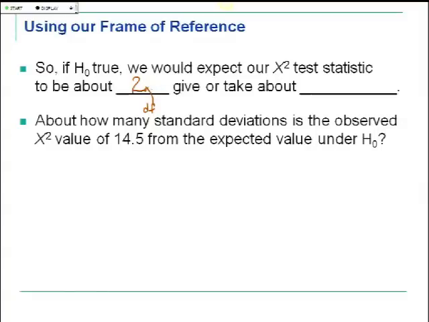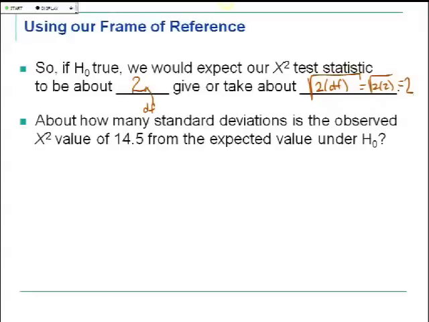The last row in the formula table tells you if you have a chi-squared model, your degrees of freedom are the mean, and what's the variance? The variance is twice the degrees of freedom. But I want give or take here, so I better do the standard deviation. Square root of twice the degrees of freedom. Square root of twice 2 takes you to the square root of 4, which is back to 2 again. So if H naught's true, we would have expected a value of about 2, give or take about 2. I would really expect to see something like from 0 to 4 in that range. We're out here at 14 and a half.